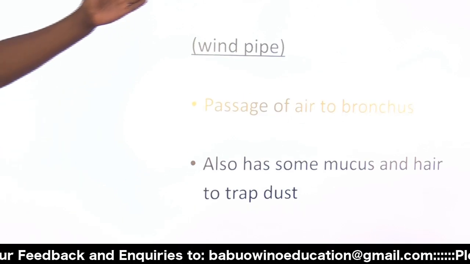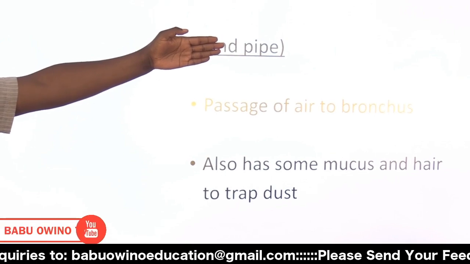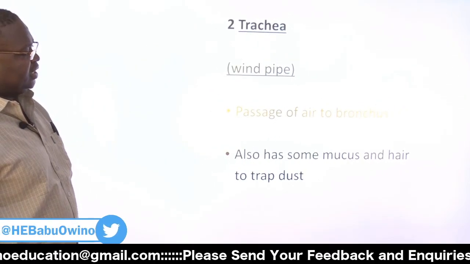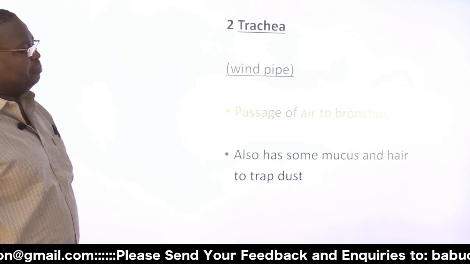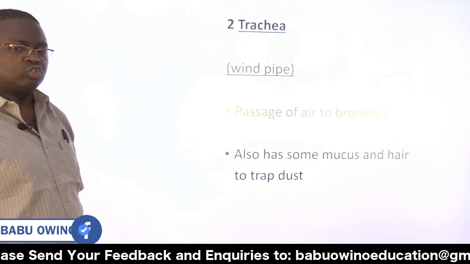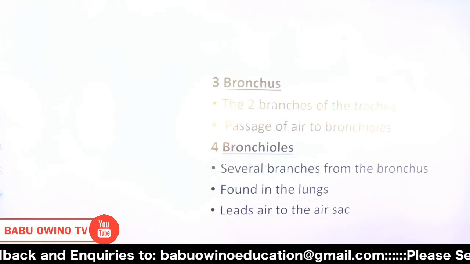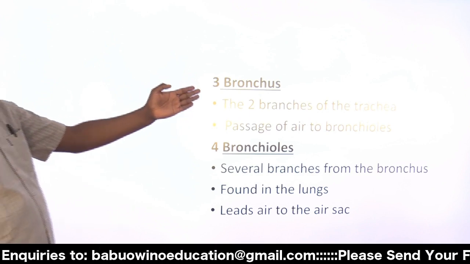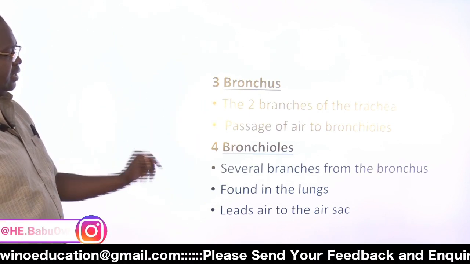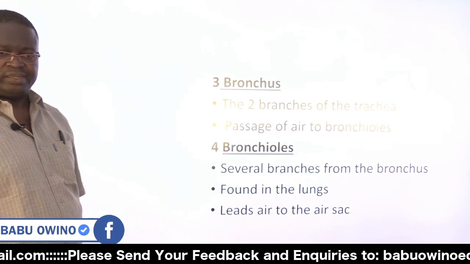We also have the trachea, which I've said is called the windpipe because air passes there. The passage of air occurs in it. From the trachea, air passes to the bronchus. So it also has some mucus and hair to trap dust and to clean air. We've also said the bronchus has two branches, that is the right and the left. And it allows passage of air to the bronchioles.